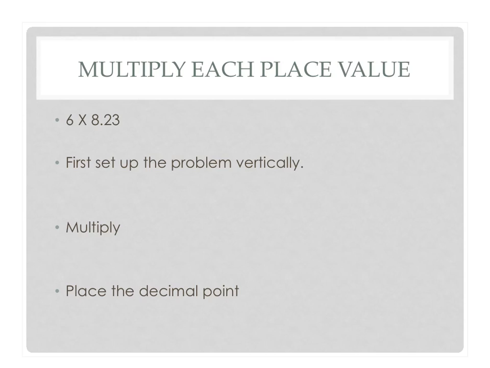Okay, now I'm going to multiply each place value. I have the problem 6 times 8 23/100. I'm going to start by setting this up vertically. The commutative property of multiplication, remember, says it doesn't matter what order we multiply in, we'll get the same product. So I'm going to put the number with more digits on top, 8 23/100 times 6.